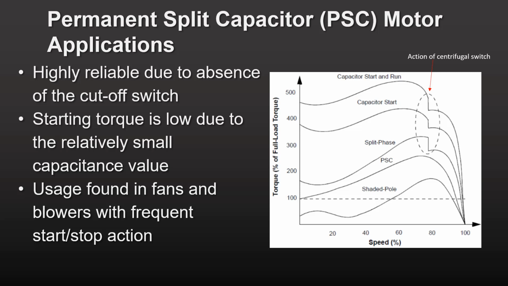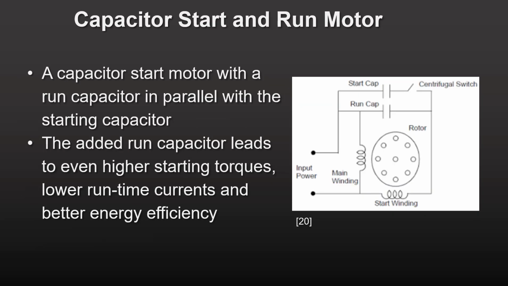Hence, designers use permanent split capacitor motors in fans and blowers, where frequent start-stop is needed, and a cutoff switch could fail early in the life of the motor. The capacitor start and run motor has a second capacitor in the circuit, known as a run capacitor, in parallel with the starting capacitor. It combines the benefits of the capacitor start and permanent capacitor motor.